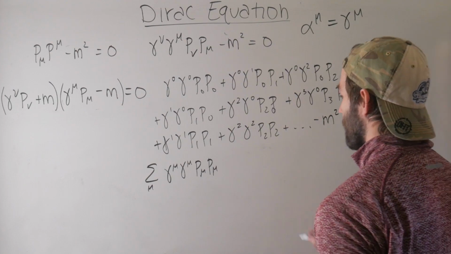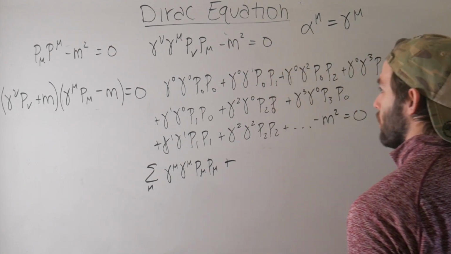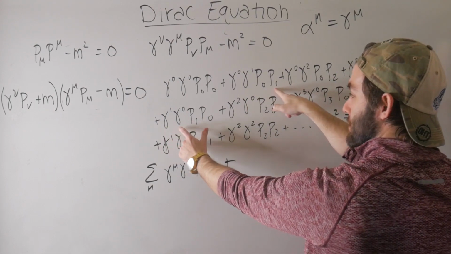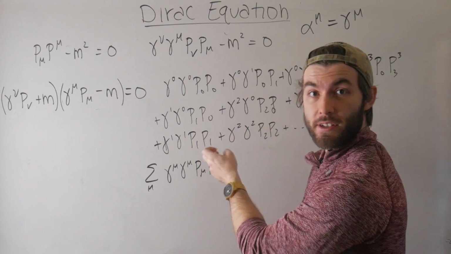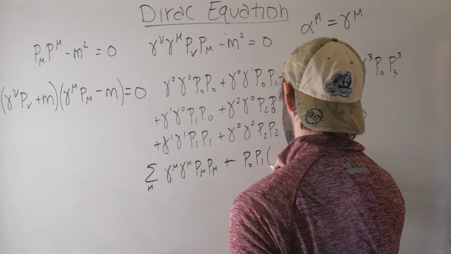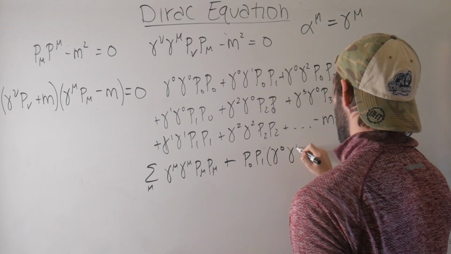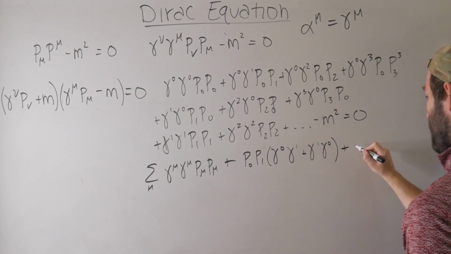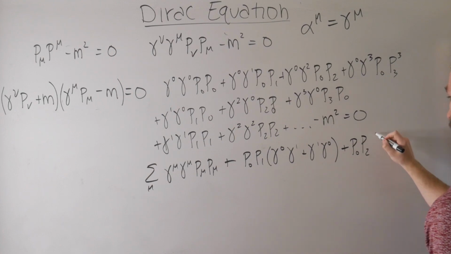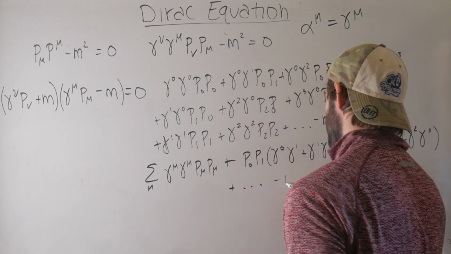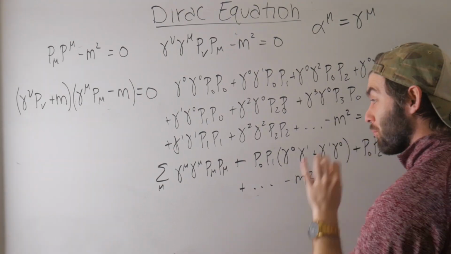And then we have all of these cross terms, and is there any pattern to those? Well, we've got a gamma 0, gamma 1, p0, p1, and gamma 1, gamma 0, p0, p1. These are just numbers, so it doesn't matter which order you multiply them in. So that's plus p0, p1 times gamma 0, gamma 1, plus gamma 1, gamma 0. And the same thing happens for the other one. So we've got p0, p2, gamma 0, gamma 2, plus gamma 2, gamma 0, plus dot dot dot, minus our m squared. Now we're actually making really, really good progress.